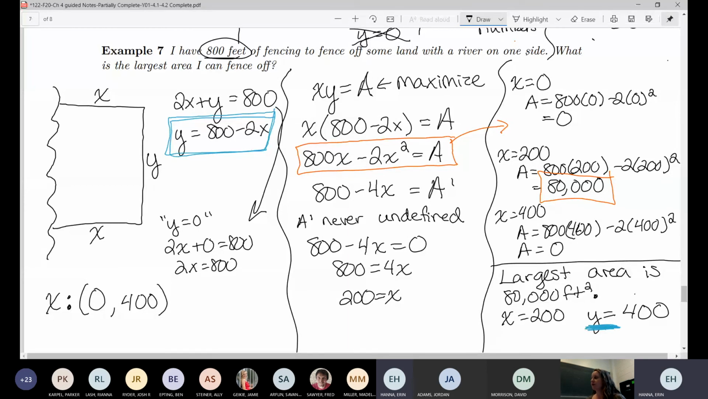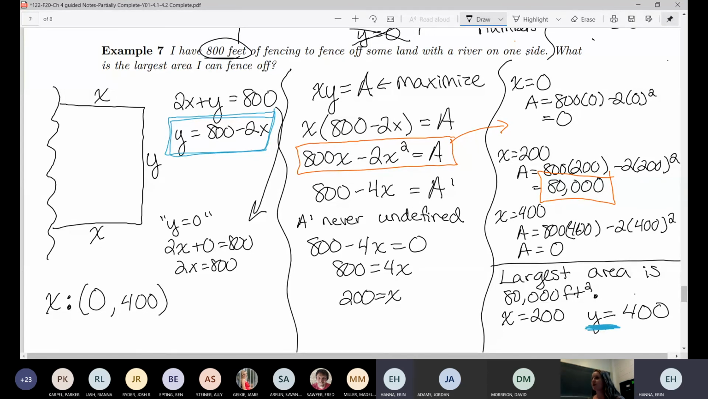So let me babble through this one more time. We wanted to maximize the area function. It had one too many variables in it, so we needed to use this other equation that we got from the context of the problem to replace one of those variables. Once we replaced it, we could take the derivative and find all of our critical points.